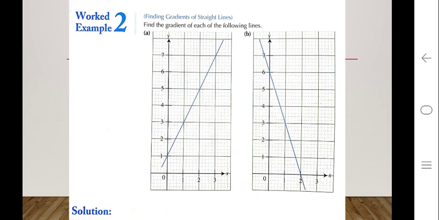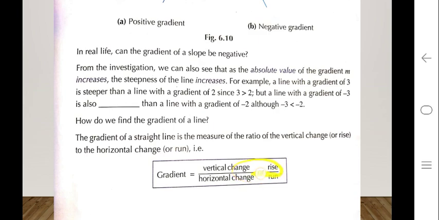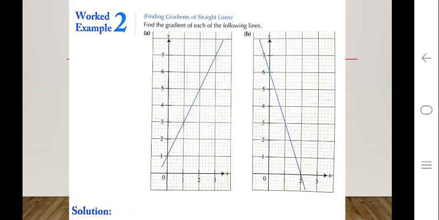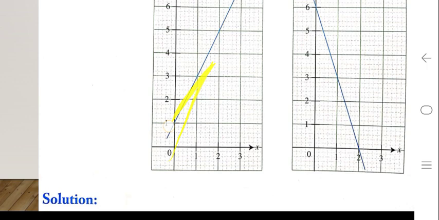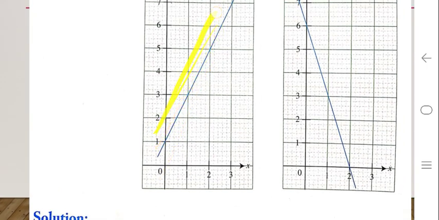Take this example. Find the gradient of each of the following lines. Remember, rise over run. This is the line we want to find the gradient of. So rise over run. What is rise? Rise is the vertical change. Run is the horizontal change.